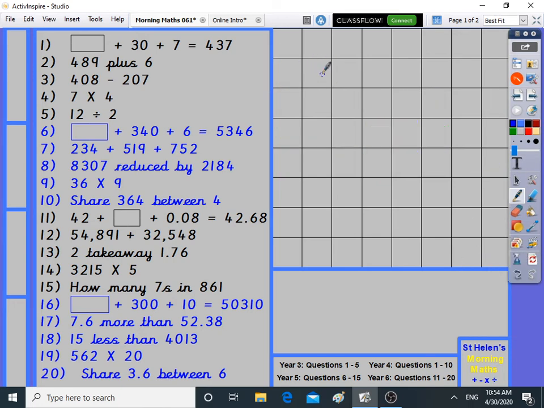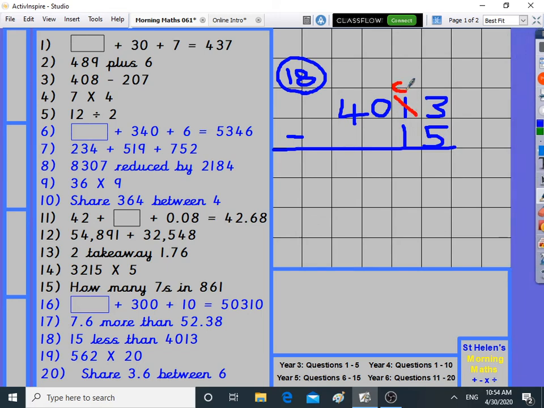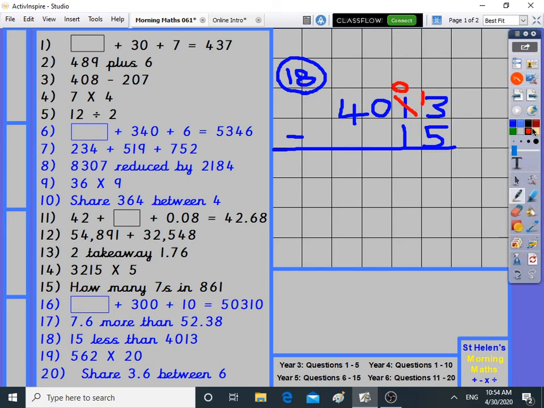15 less than 4,013. Column subtraction, biggest number at the top. That's obviously 4,013 this time. And we're going to be taking away 15. Just a little bit tricky because it's going to take us under 4,000. I think the answer is going to be 3,900 and something, because we're going to be taking under 4,000. So 3 take away 5 we can't do. Borrow from here. 13 take away 5, that is 8.